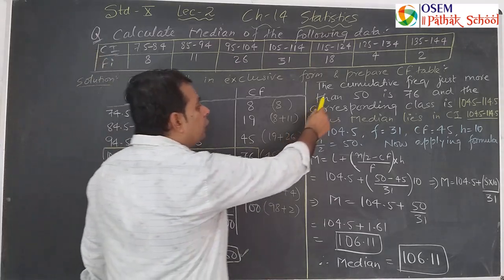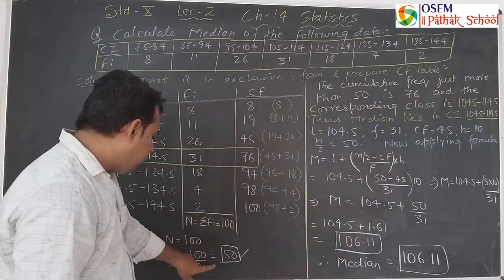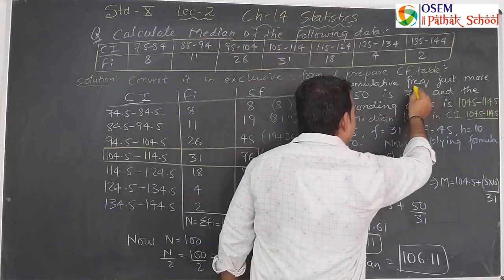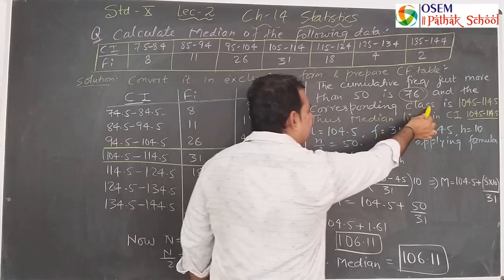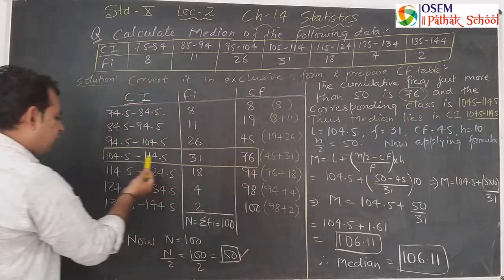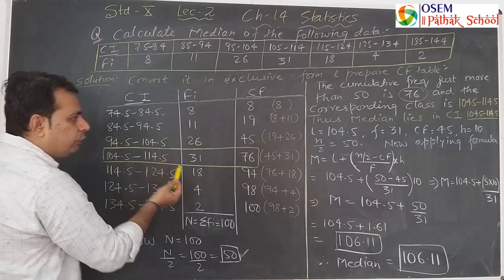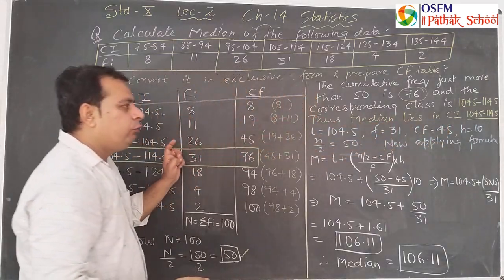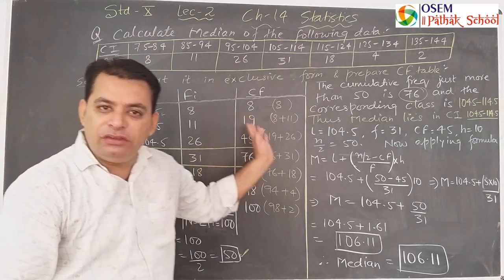तो रिटन हियर द कम्युलेटिव फ्रीक्वेंसी जस्ट मोर देन 50. 50 से मोर देन कौन सा है, is 76. It is over here. And the corresponding class is, अब उसके रिलेटेड वो क्लास कौन सा है 104.5 to 114.5. Therefore median lies between 104.5 to 114.5. इसके बीच में लाइज करेगा. It has been shown to you.